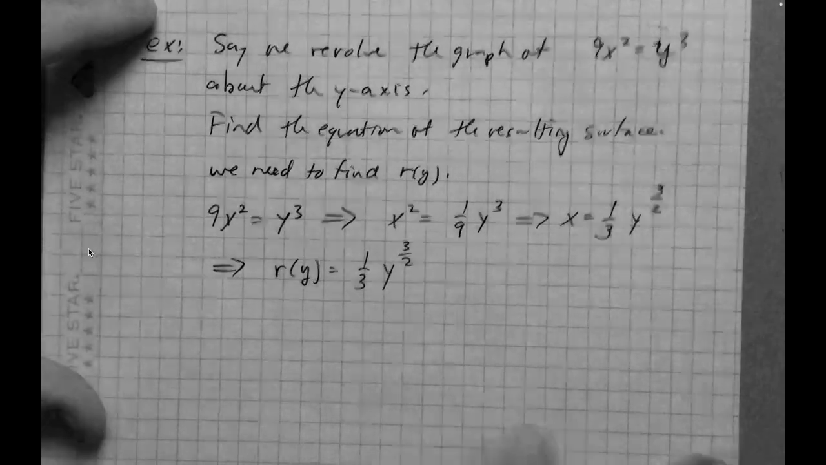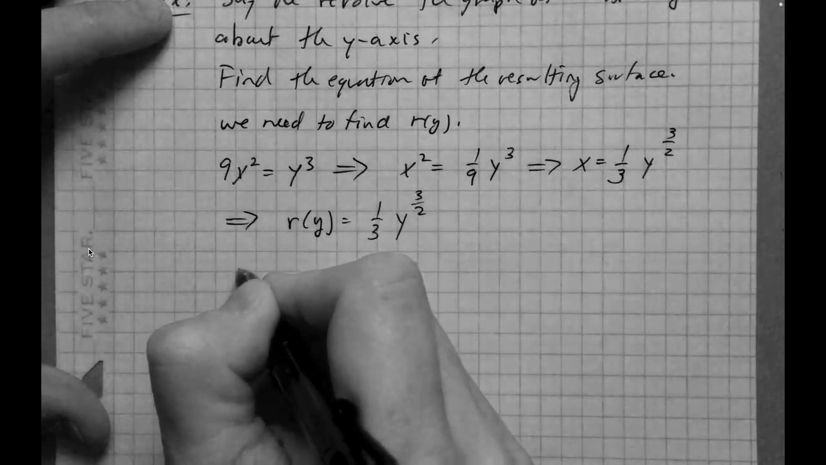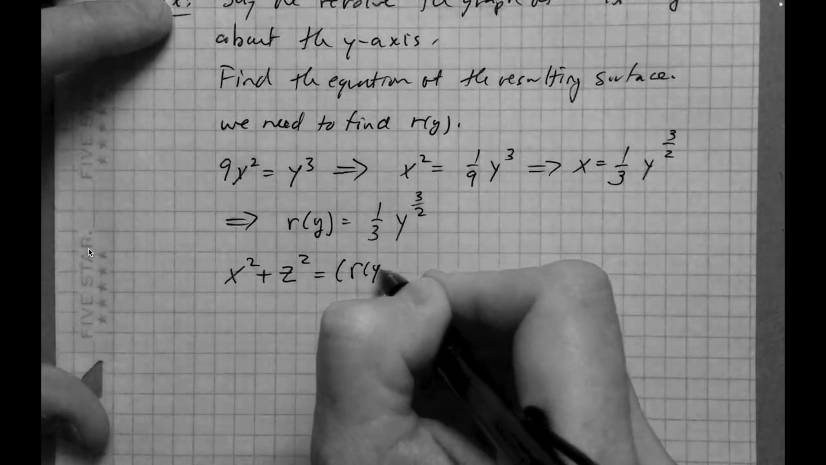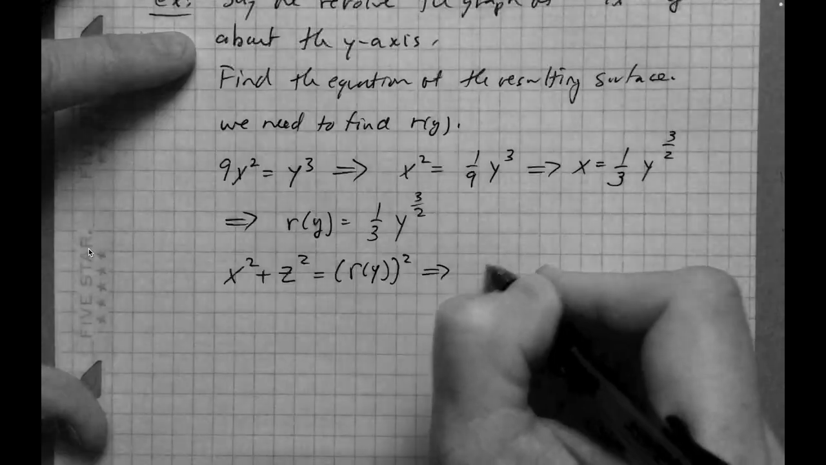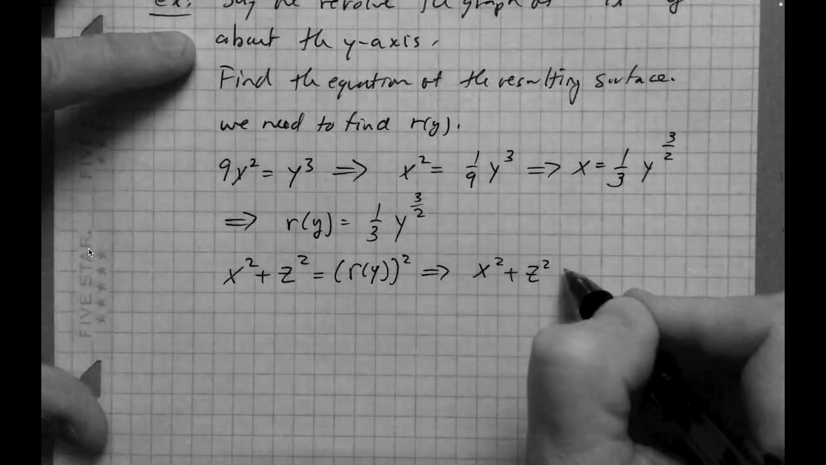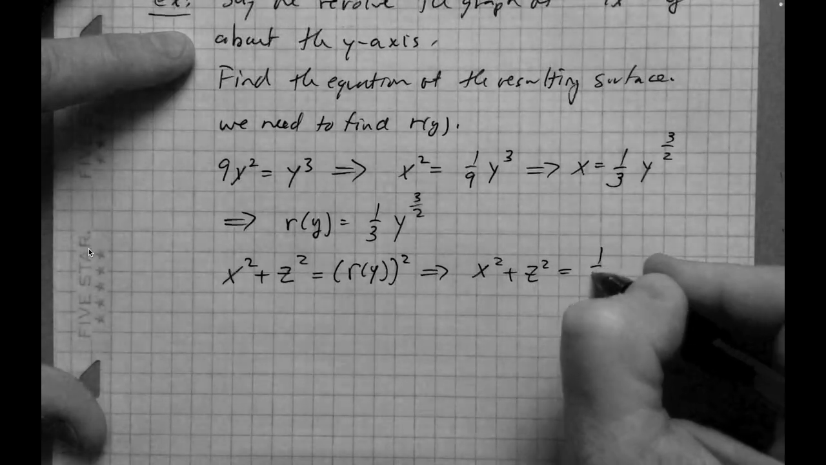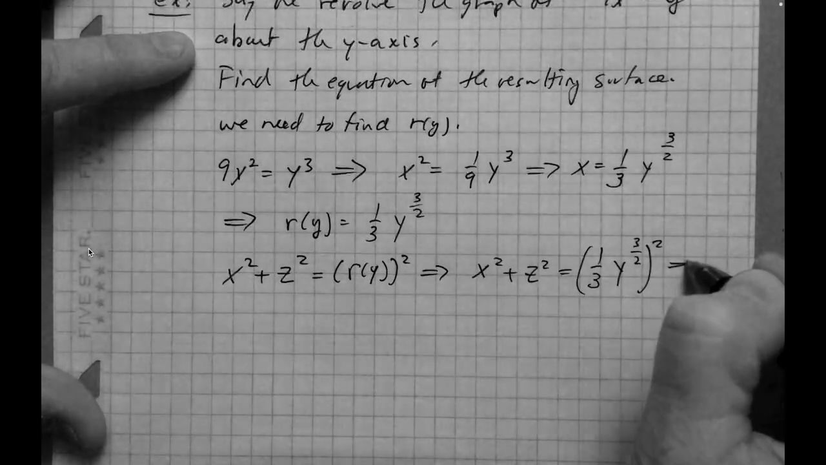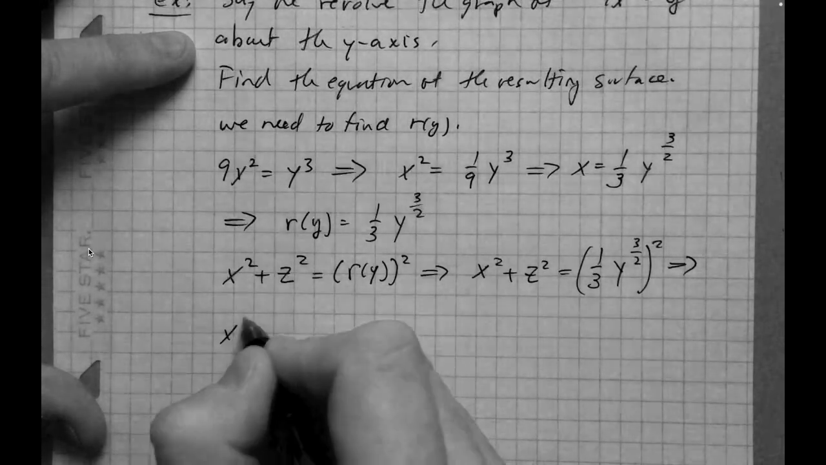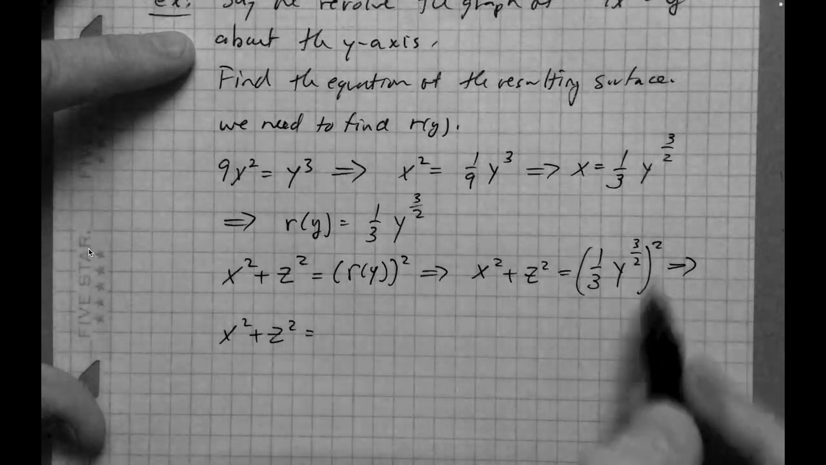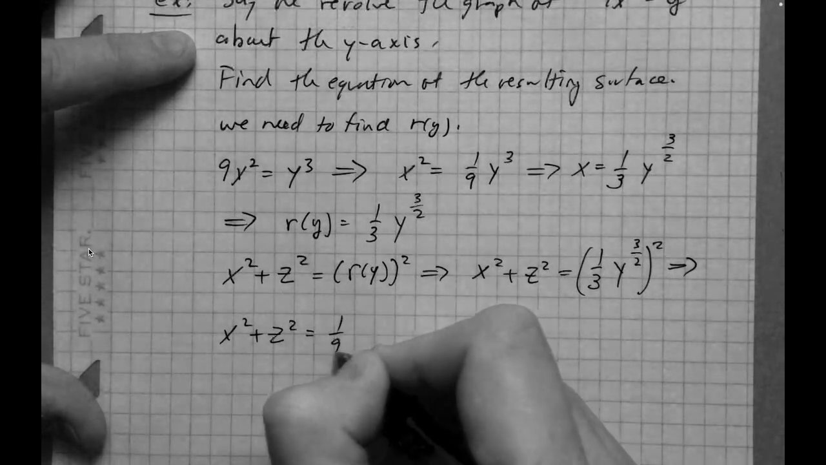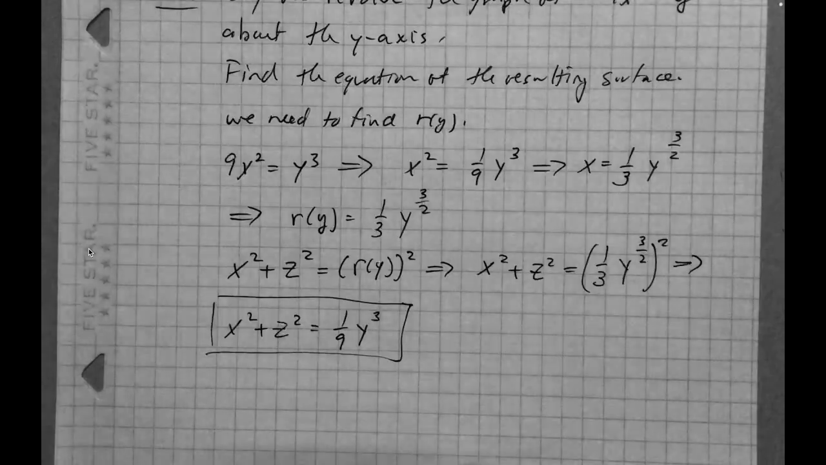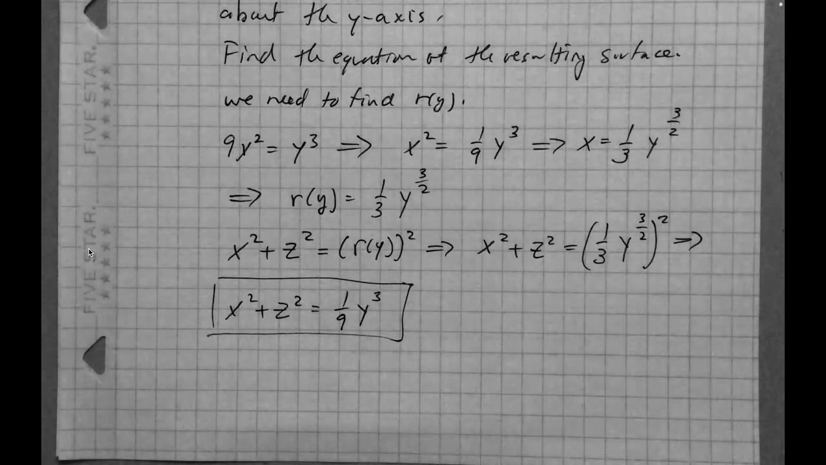So that means our equation is going to look like this: x squared plus z squared equals r of y squared. So x squared plus z squared must equal 1/3 y to the 3/2, and then we have to square that. So x squared plus z squared equals 1/9 y cubed. This would seem to be the equation of this surface of revolution.